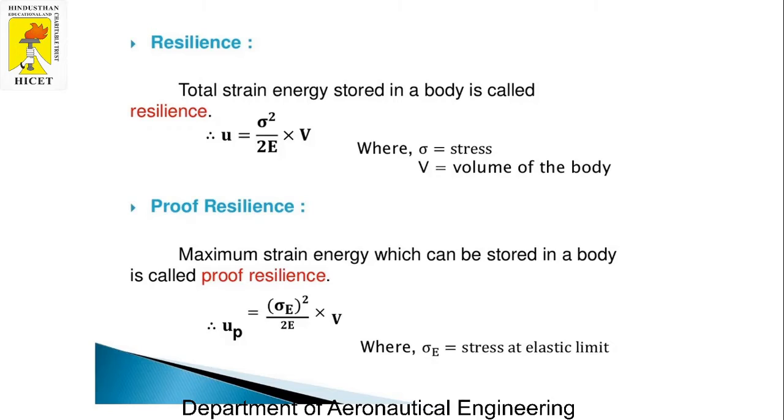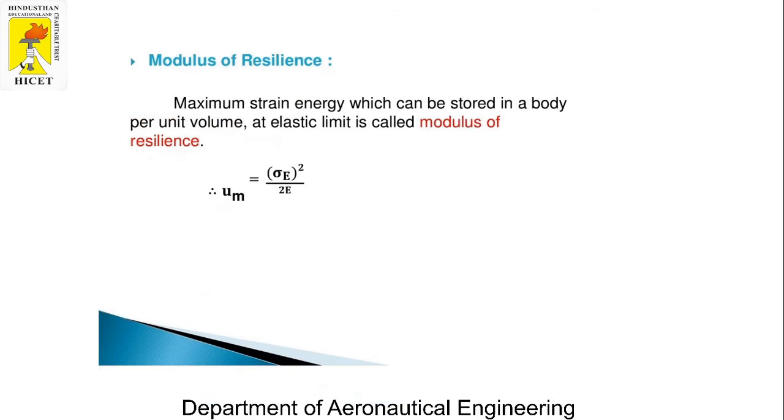And proof resilience. Maximum strain energy which can be stored in a body is called proof resilience. U suffix P is equal to sigma E square divided by 2E into V, where sigma E is the stress at elastic limit. Modulus of resilience. Maximum strain energy which can be stored in a body per unit volume at elastic limit is called modulus of resilience, where U suffix m is equal to sigma E square divided by 2E.